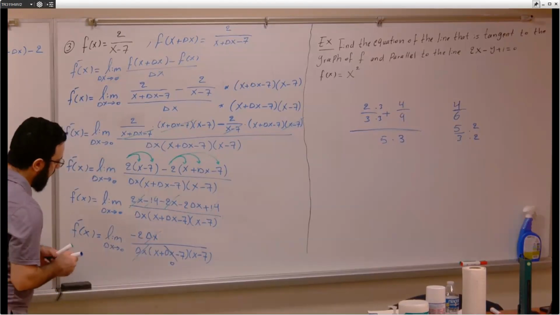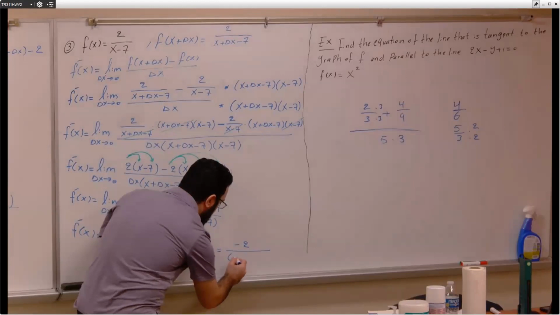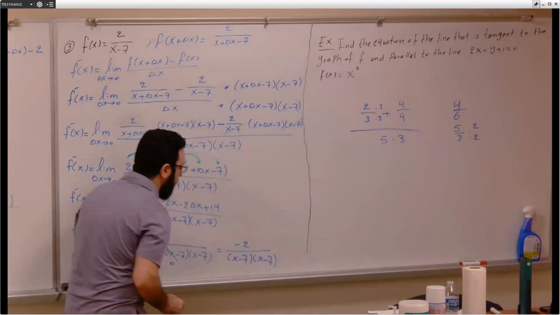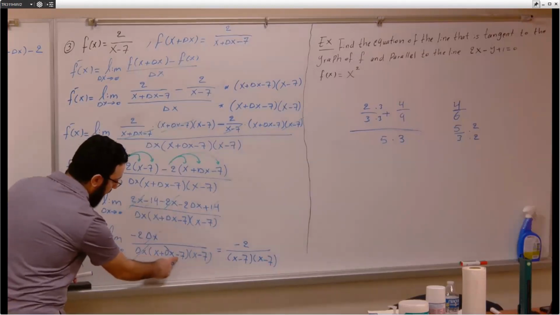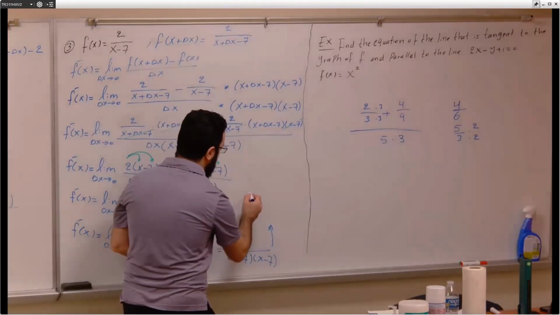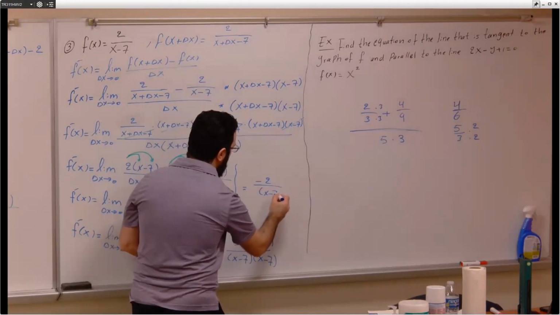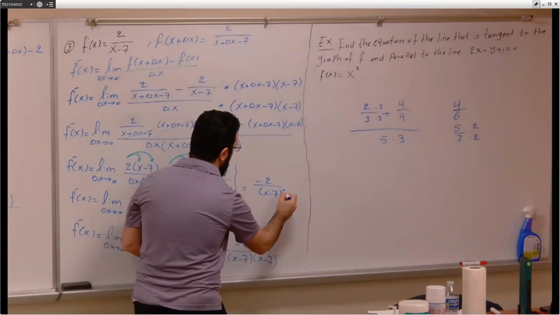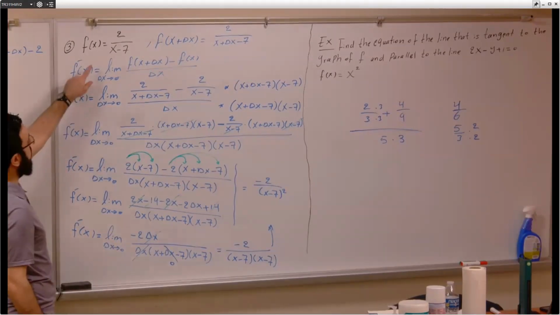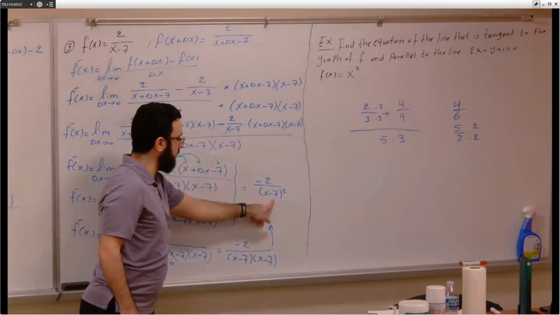What's left is negative 2 over (x minus 7) times (x minus 7), but we plug in 0 here. So it's going to be x minus 7 and x minus 7, which you can write as negative 2 over (x minus 7) squared. That's it. That means the derivative of the quotient, which is a fraction, is negative 2 over (x minus 7) squared.